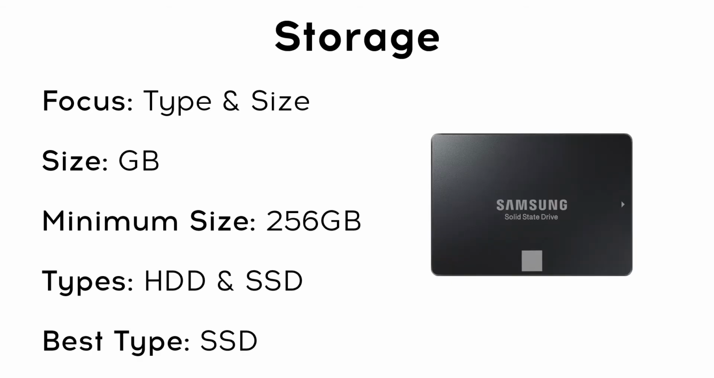Number three is the storage. For the storage, you need to look at both the type and the amount. The amount is also in gigabytes. The minimum gigabyte of storage space depends on you. If you have quite some storage space in the cloud like Google Drive, OneDrive, or Dropbox, or you don't have many pictures, videos, and music, then 256 gigabytes may be fine. If you have a lot of files, then 512 gigabytes would be great for you, or even 1 terabyte.